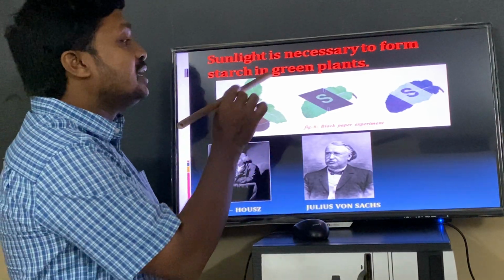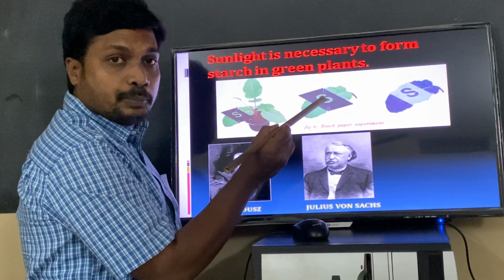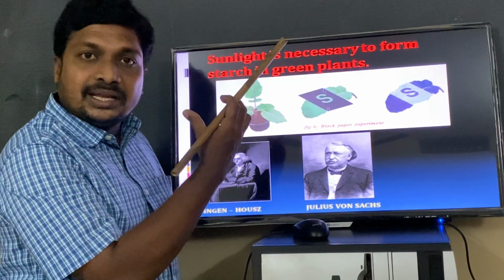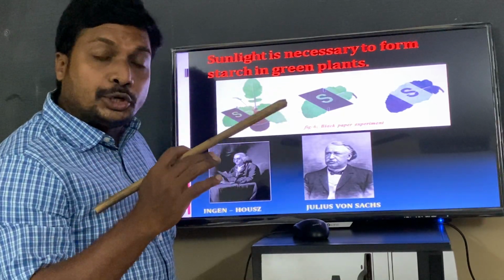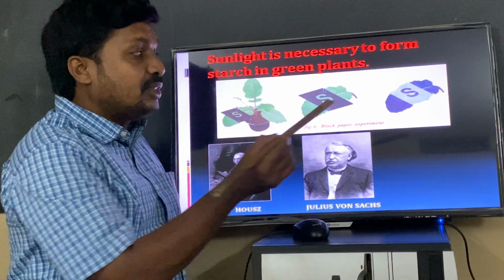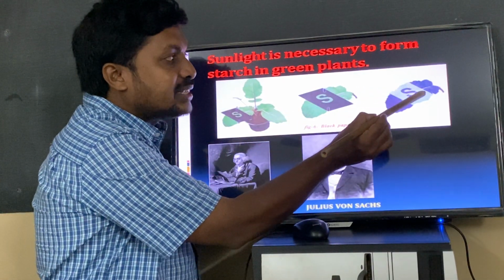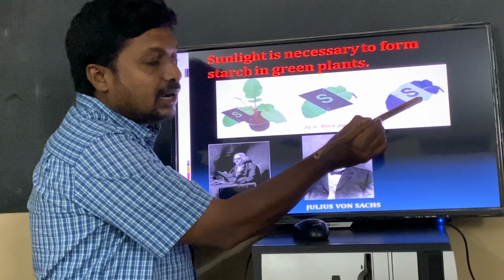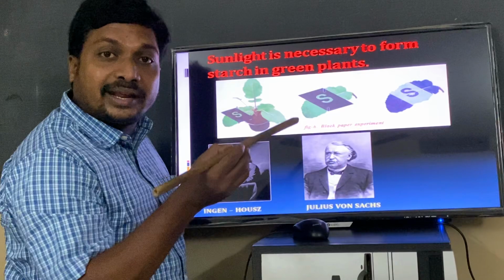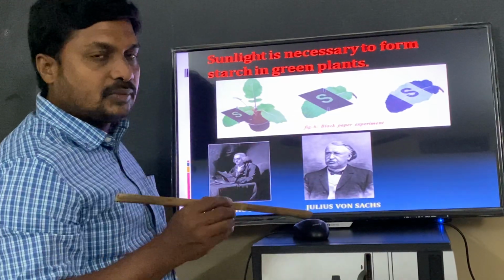The part of the leaf which receives sunlight, which part receives sunlight here? The S-shaped cut portion, and the remaining two parts receive sunlight, turns deep blue or black color. And the part of the leaf which does not receive sunlight, this part, turns pale color, meaning this part does not get light.